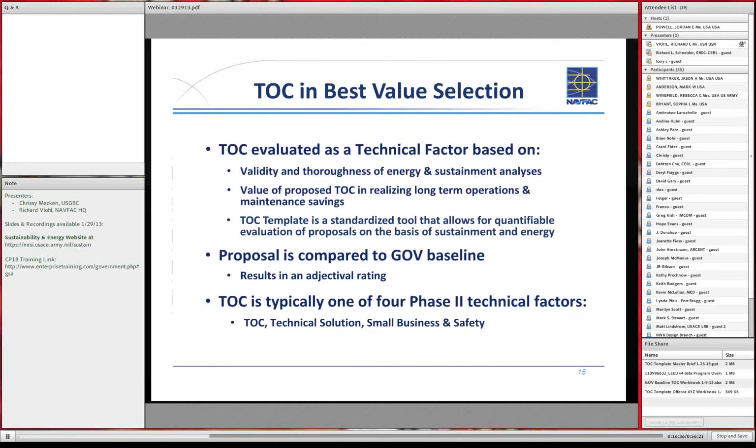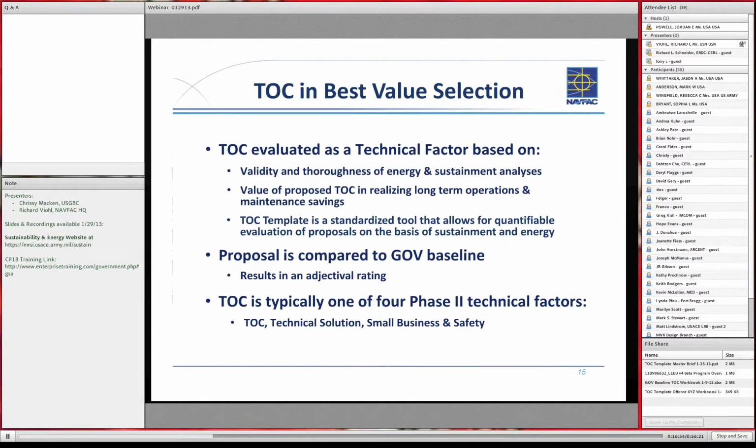Now, the last year or so is where we actually spent a lot of time trying to figure out how to use this tool in our procurement process, and that was probably the toughest part. And this is where it has ended up for NAVFAC at this point.